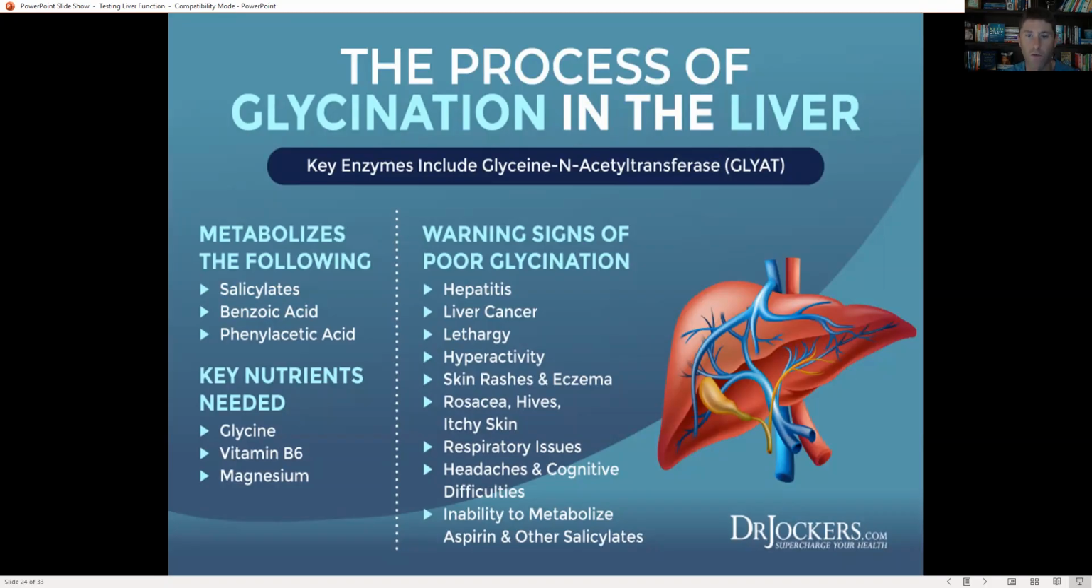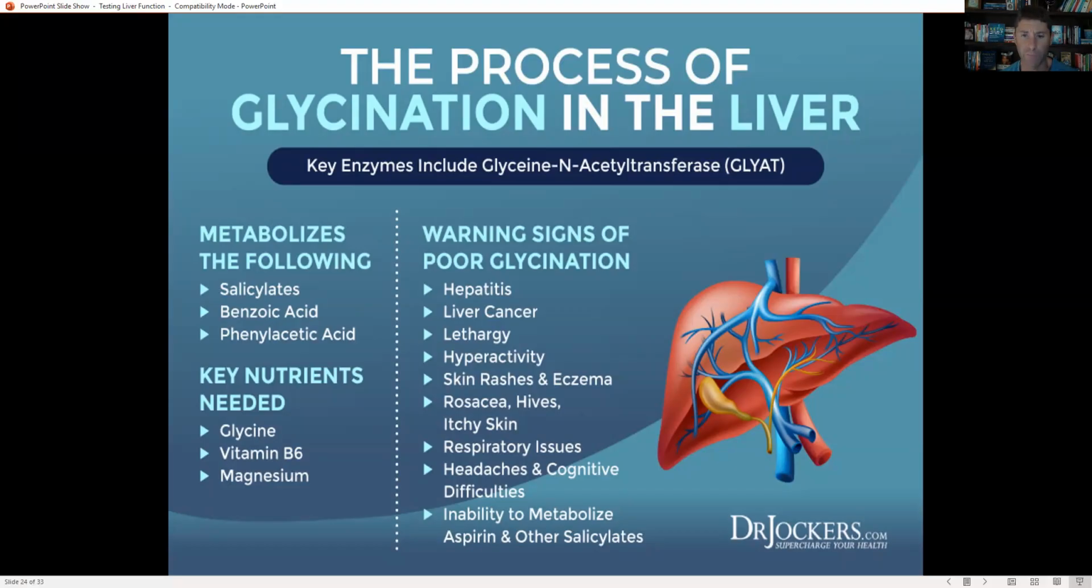And so some warning signs here: hepatitis, liver cancer, lethargy, just low energy, hyperactivity. Hyperactivity is a big one for kids. And sometimes taking out salicylates, lowering salicylates can be a critical factor here. Or also, and you can do both of these: lower salicylates, add in magnesium, B6, and glycine, right? And I'll talk about best sources there in a second.